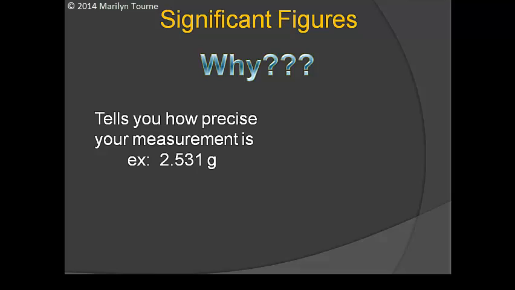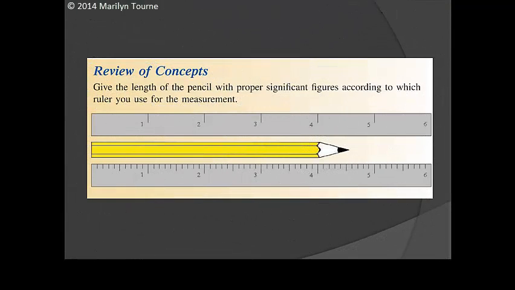For the example I've given here, 2.531 grams, we can say that the 2, the 5, and the 3 we know with pretty good certainty. But that last digit, the 1, is understood to be uncertain. Let's review that concept with this example.